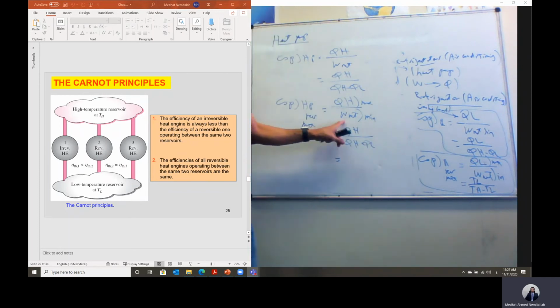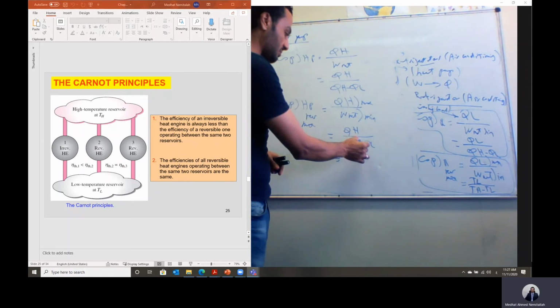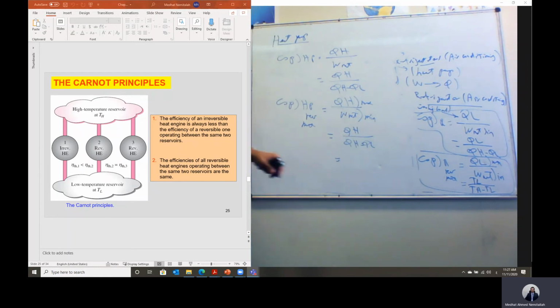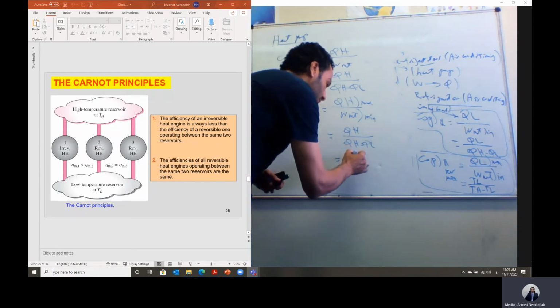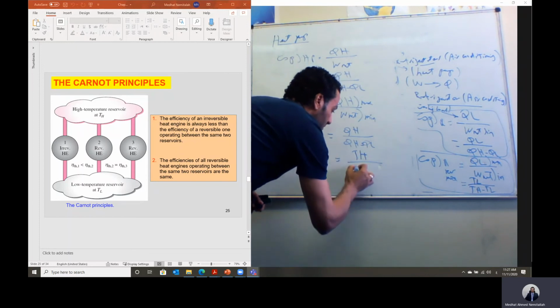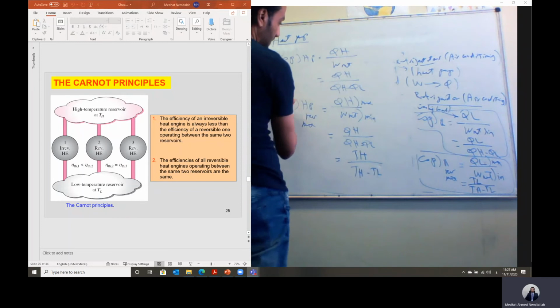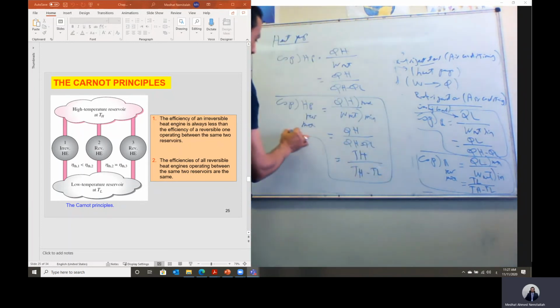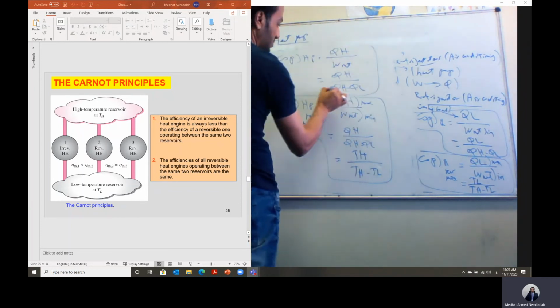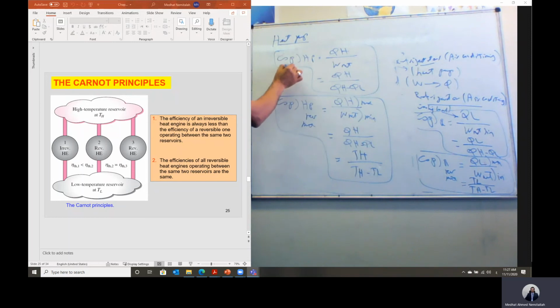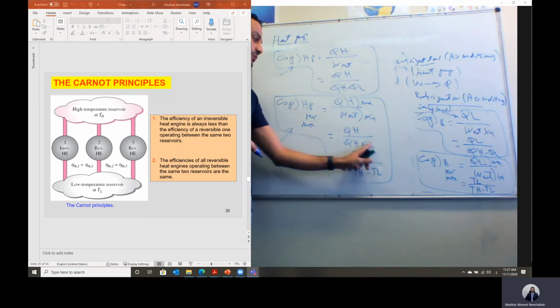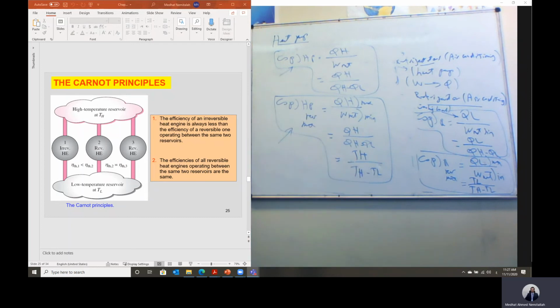And we can replace Q high over Q low. If I divide up and down, then we can replace Q high over Q low by T high over T low. That results in the maximum coefficient of performance equal to T high over T high minus T low. This is the maximum coefficient of performance of a heat pump, and this is the actual one. The difference is that we have replaced the heat transfer ratio by the temperature ratio when the system is working on the Carnot cycle.